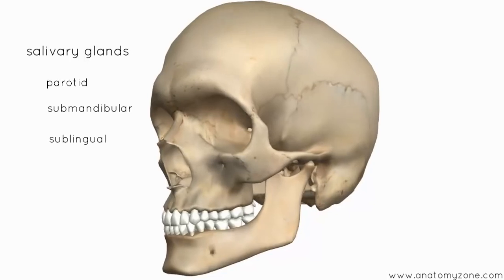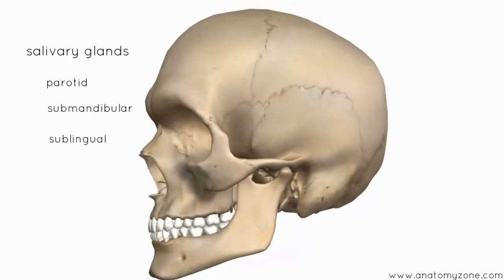So if I just rotate this skull model around, I'll show you the location of these glands. So the parotid gland sits kind of like this over here, and then you've got the submandibular gland, so it lies underneath the mandible in this kind of location, and you've got the sublingual gland, which lies under the tongue in approximately this location. So you've got three main pairs of salivary glands to remember.